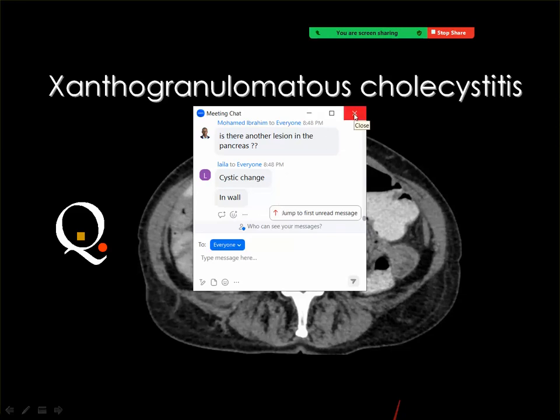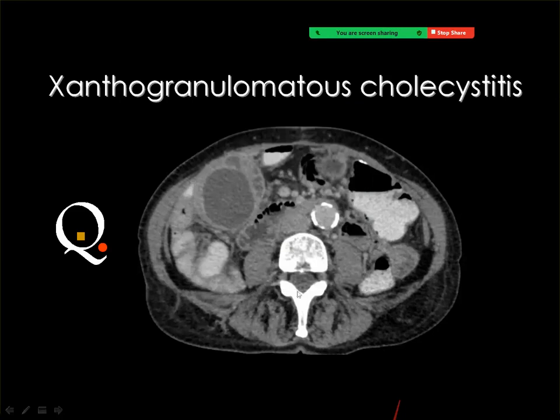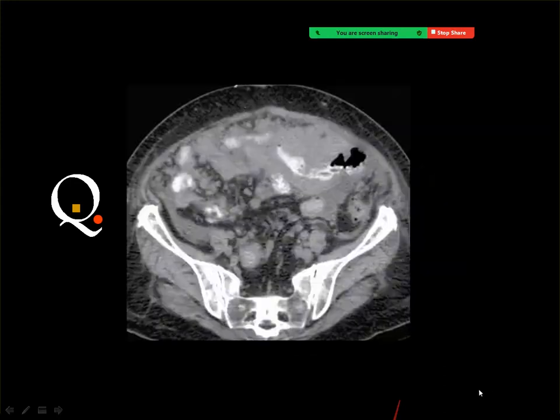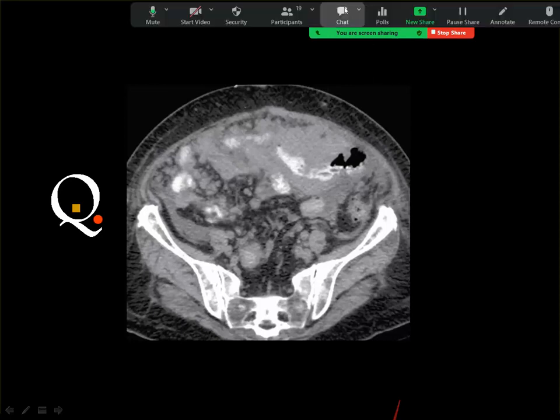Is there another lesion in the pancreas? And you can look. Where is the pancreas? The pancreas is not included in this section, and this is a small bowel. And this part of the colon, of course, is filled by gastrografin. These are the mesenteric vessels which appear prominent. Next case is a scan obtained after intravenous and oral contrast administration.